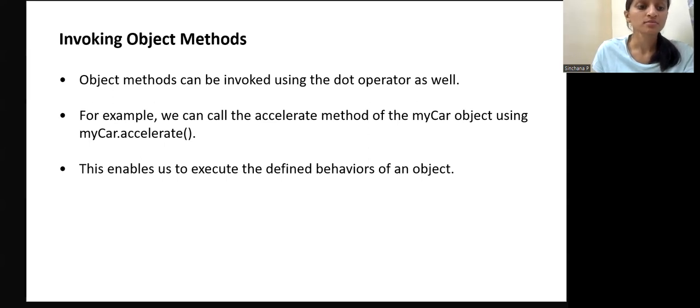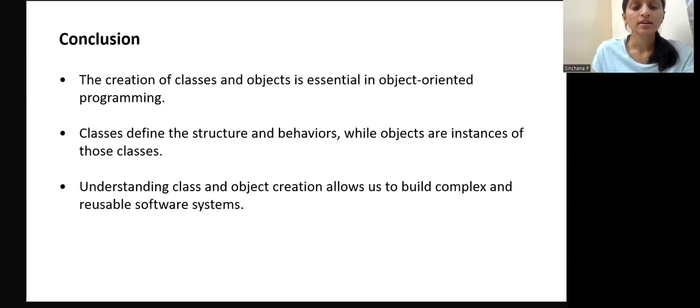At last, we conclude this topic. The creation of classes and their objects is essential in object-oriented programming. Classes define the structure and behaviors, while objects are instances of those classes. Understanding classes and object creation allows us to build complex and reusable software systems.